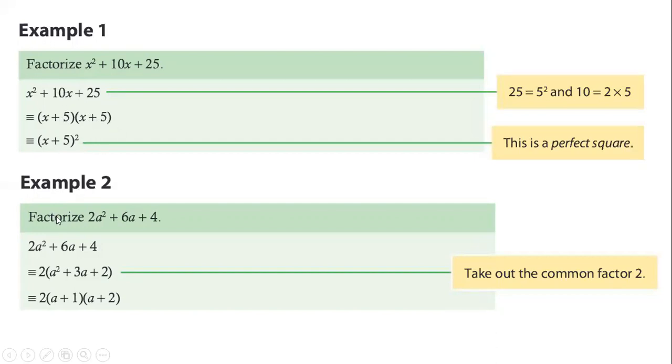Example 2, factorize 2a squared plus 6a plus 4. As you can see here, the first thing you have to do is find the common factor of them. Here the common factor is 2. So 2 bracket a squared plus 3a plus 2, and then you have this.